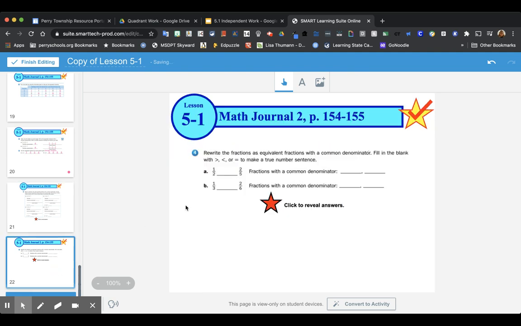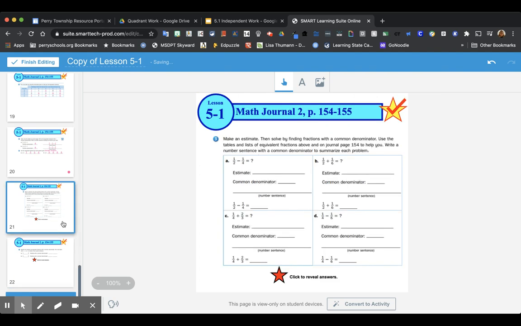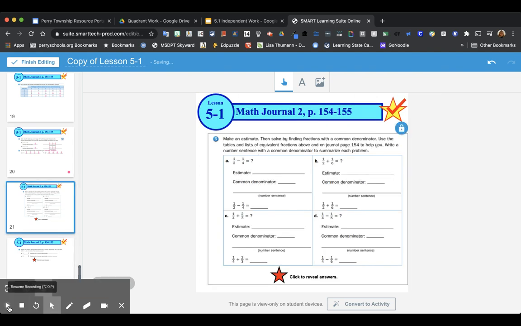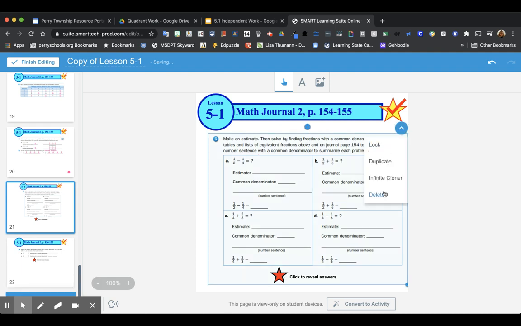Then for number 4, you're going to rewrite the fractions as equivalent and tell me which one are they greater than, less than, or equal to one another. Pause the video now, do this last bit of work, and we'll come back. All right. Let's check it out.